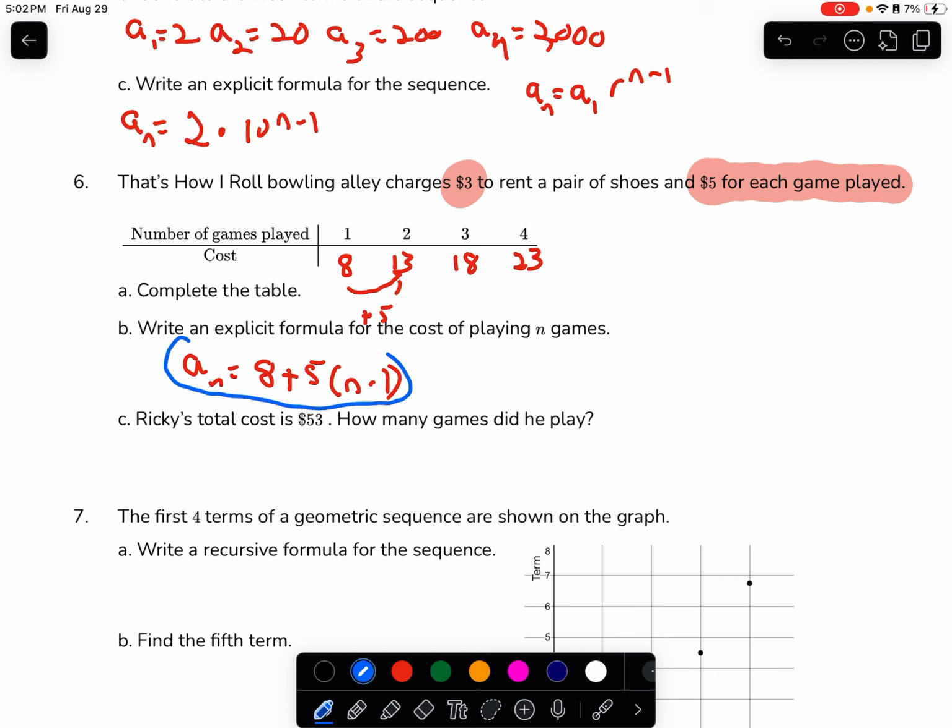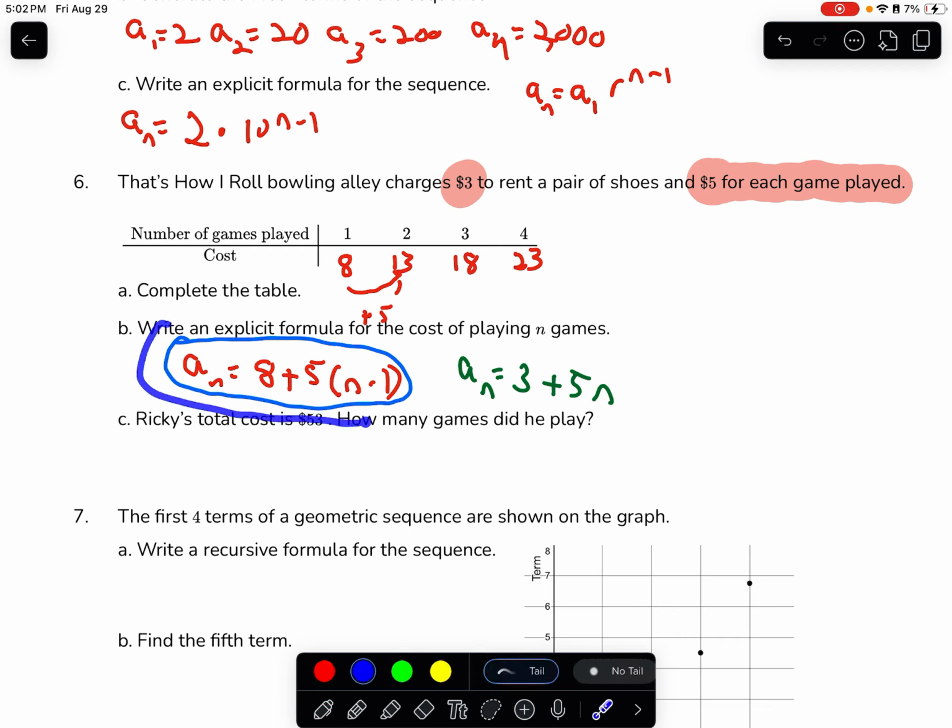And that's the answer. You could have, not that you had to, but you could have simplified this and written it in this form. If you distribute the 5, 8 minus 5 is 3, so it would be 3 plus 5n. That also works, so either one. I'm happy with it written in this form, the one that I circled. I'm all about less work.